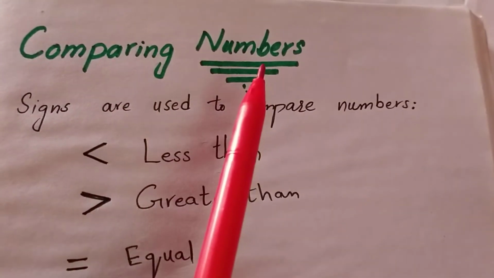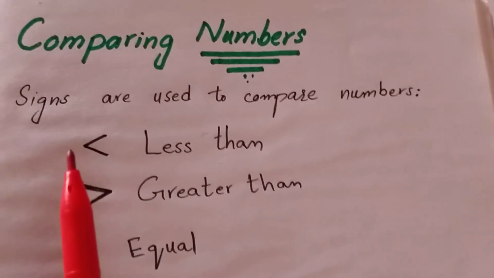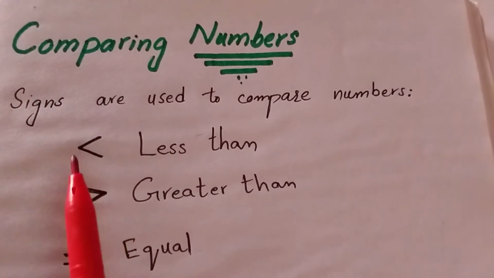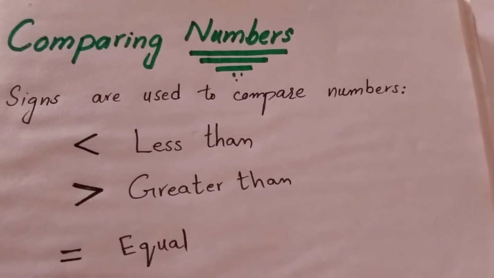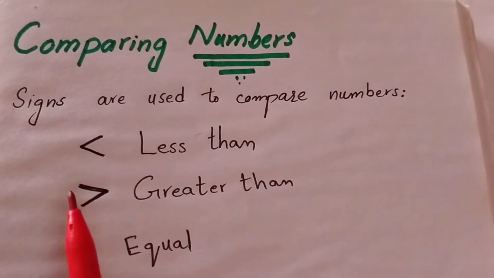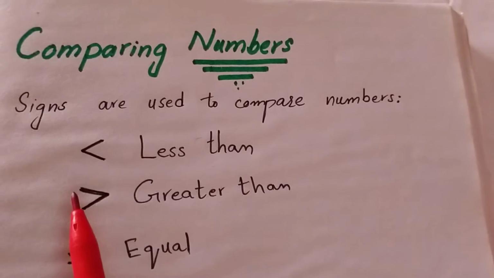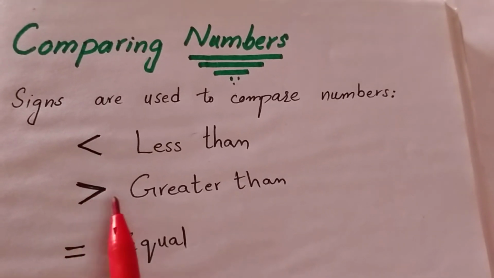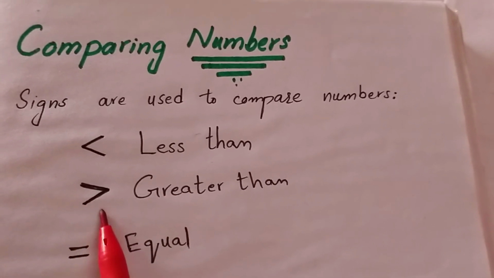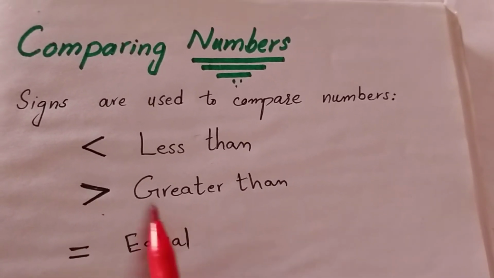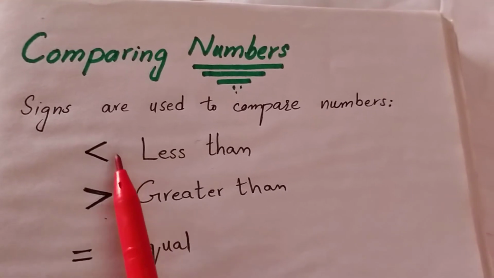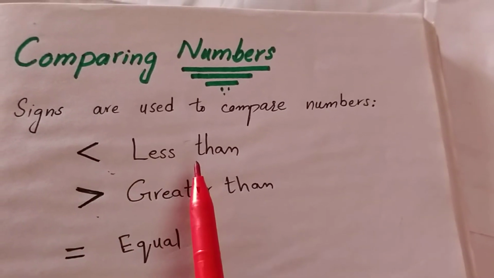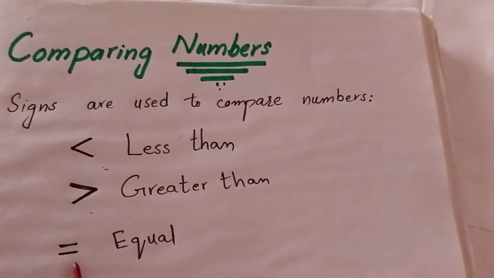Comparing numbers. Signs are used to compare numbers: less than, greater than, and equal. The open side of the arrow points towards the bigger number. Then we say it is the greater. The back side of the arrow points toward less than, and there is the equal symbol.